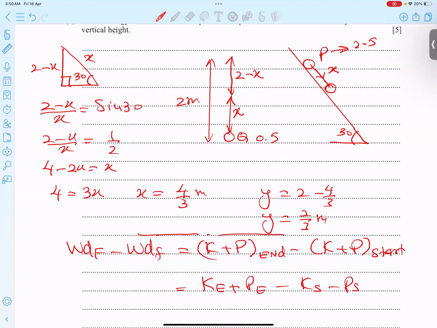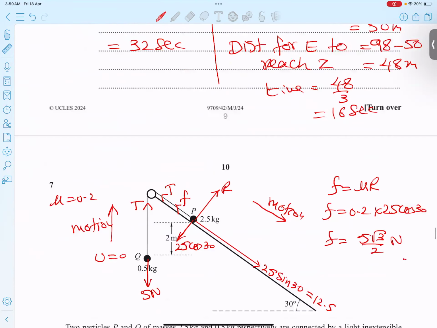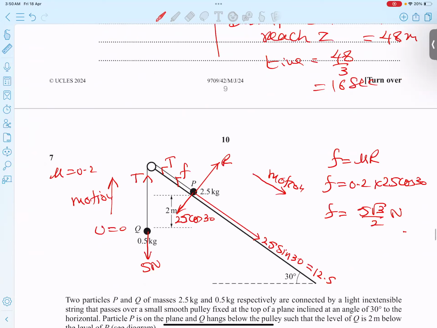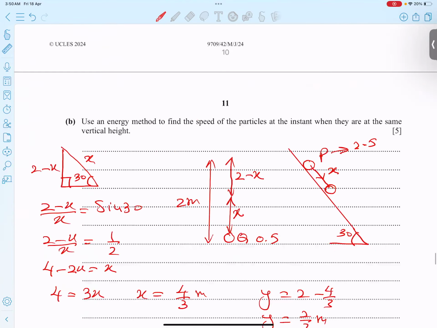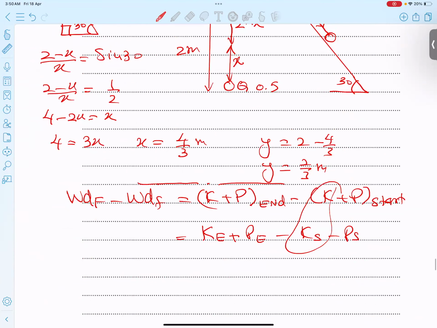Basically, when it's starting, it's because it starts from rest. You know it very well. Starting from rest, he mentioned here, release from rest. So kinetic energy at start is confirmed 0.